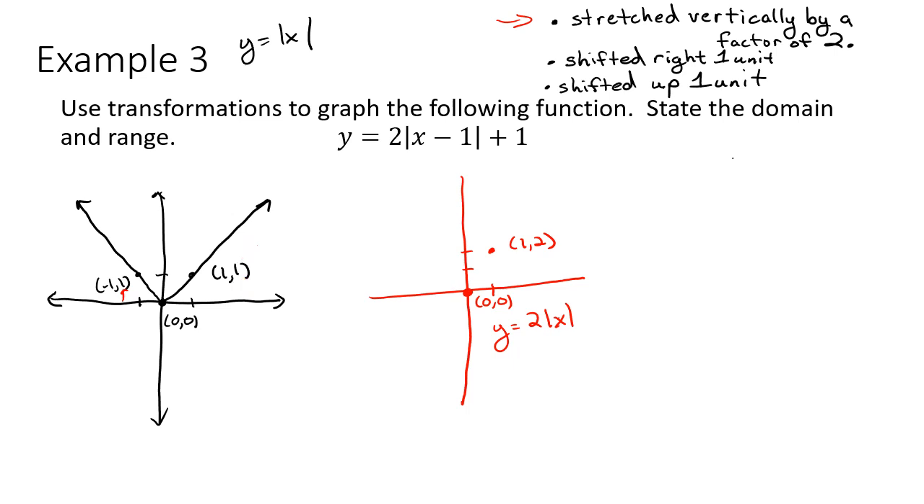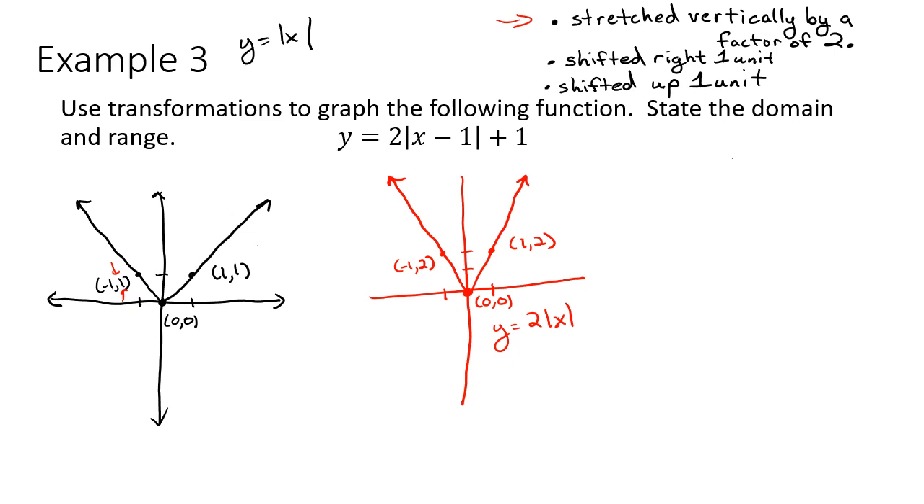And same thing on the other side. If we multiply this 1 by 2, it gets stretched up twice as tall. And so our shape now looks like this, still a straight line in both directions. It's just a steeper line in both directions now.